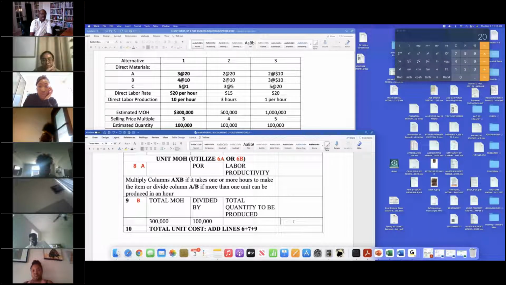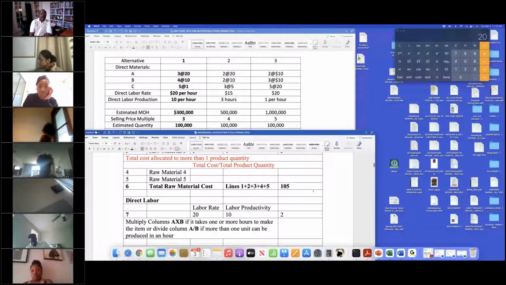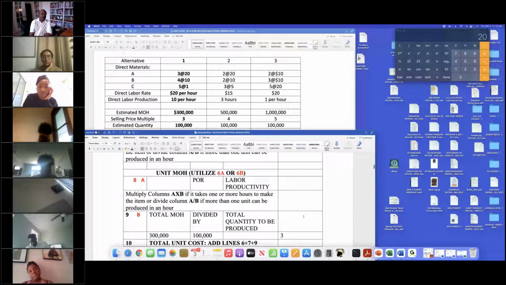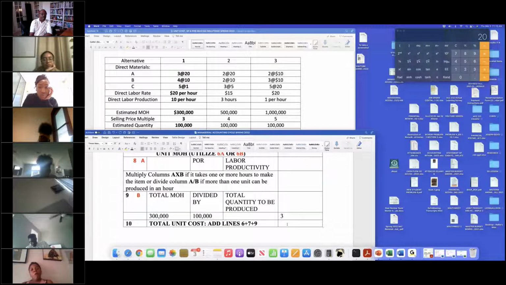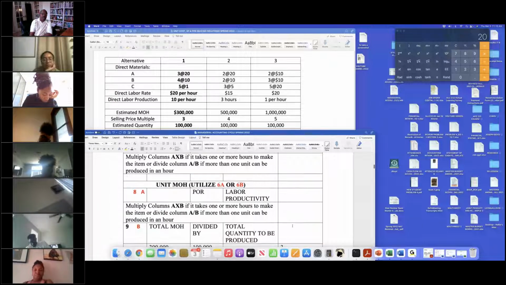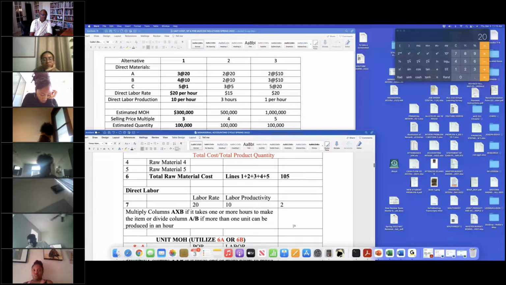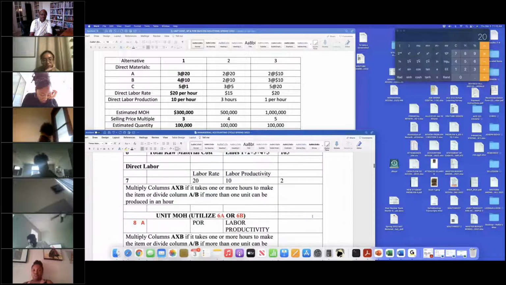So our total cost, we're going to add up 6, 7, and 9. So what should this total cost be? And you're supposed to have this problem out in your data, whatever you're using to work this. So what should this total cost be? 110.